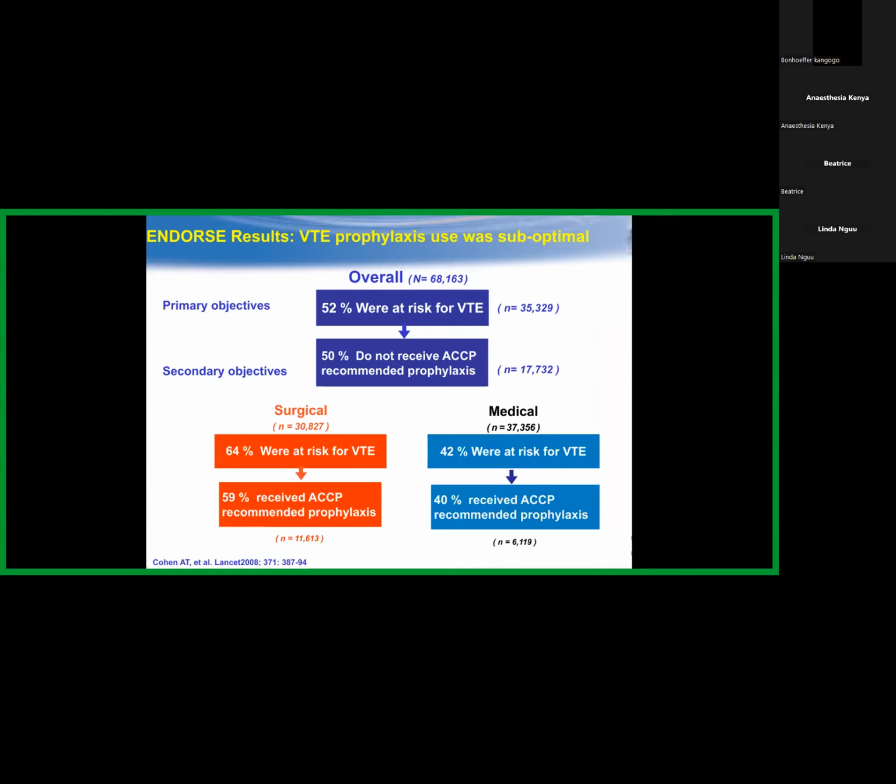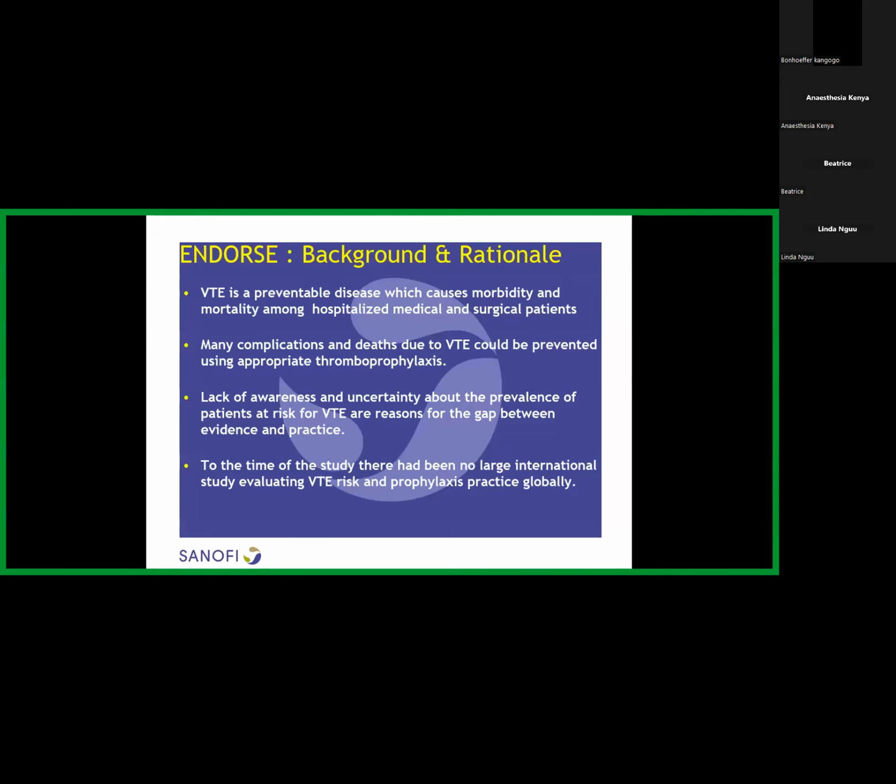We can see that 64% of the surgically ill patients were at risk of developing a clot, and only 59% did receive the ACCP recommended prophylaxis. Therefore, there was a gap and a miss in terms of the patients who received prophylaxis. So with that, the data shows that VTE is often a preventable disease, which causes morbidity and mortality among hospitalized medical or surgical patients. Many complications and deaths due to VTE could be prevented using appropriate thromboprophylaxis.